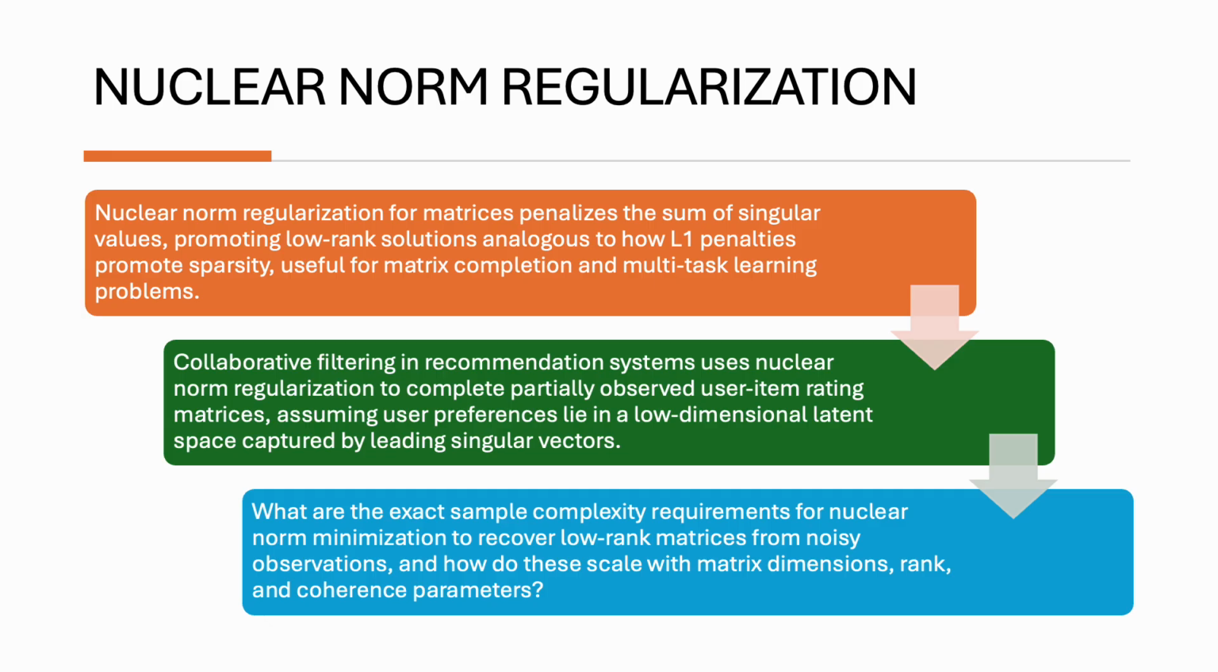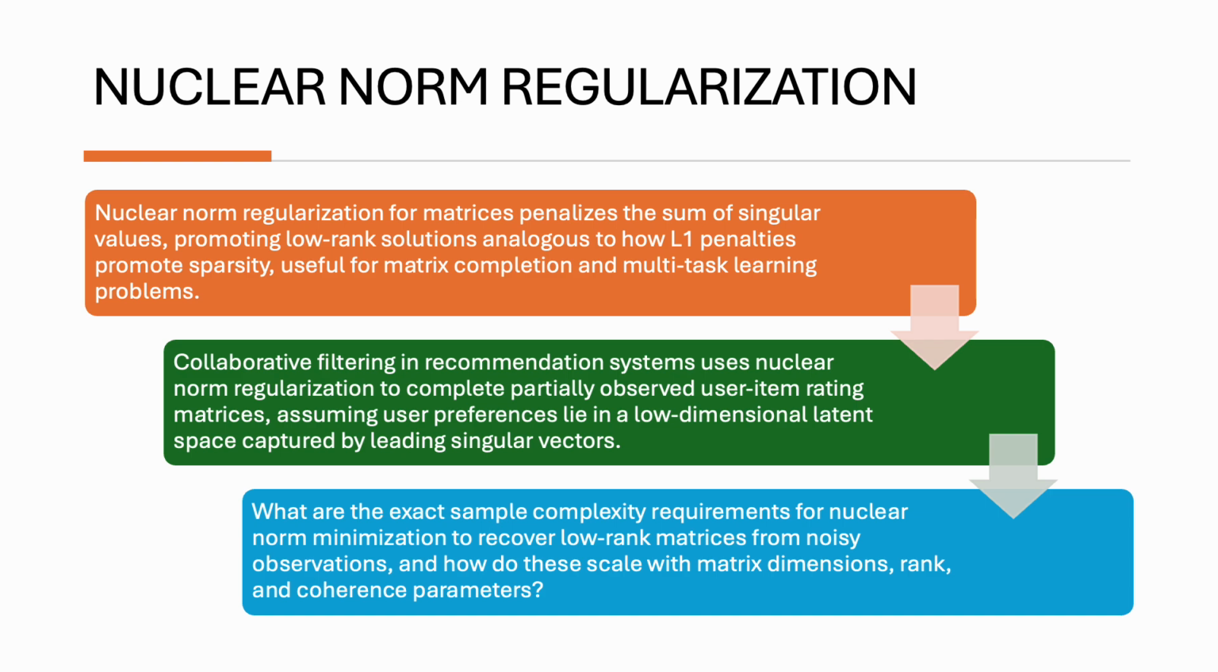Nuclear norm regularization for matrices penalizes the sum of singular values, promoting a low rank solution, analogous to how L1 penalties promote sparsity. We discussed that earlier. Useful for matrix completion and multitask problems. Collaborative filtering in recommendation systems uses nuclear norm regularization to complete partially observed user item rating matrices, assuming user preferences lie in a low dimensional latent space captured by leading singular vectors.